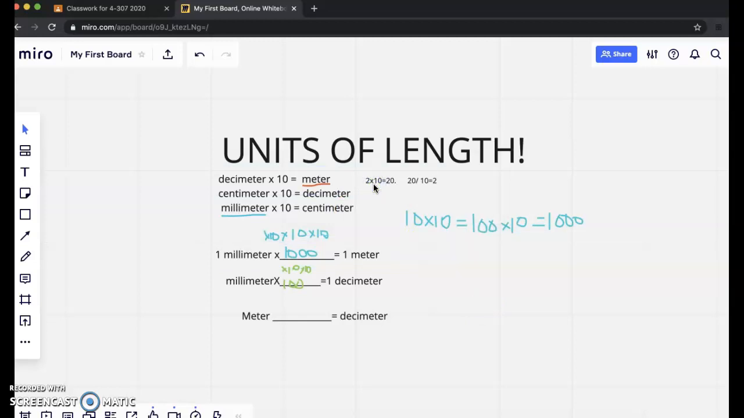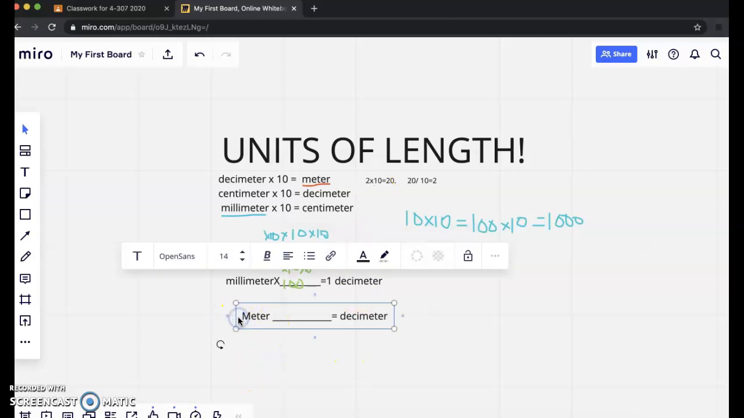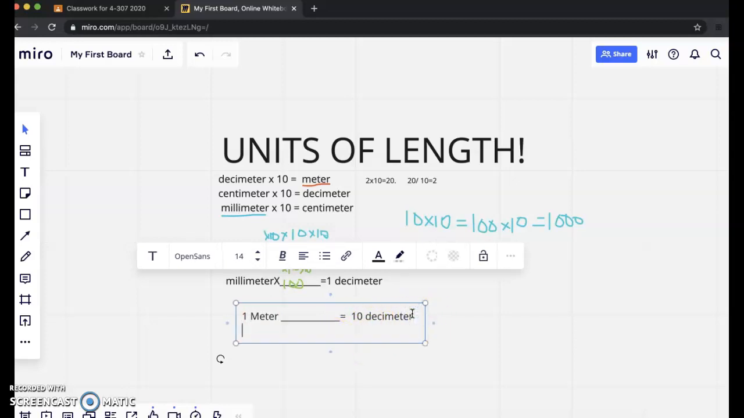Usually we do that with fractions. So if we know that 1 meter is equal to 10 decimeters, right? That means that we know that a decimeter is 1/10. So a fraction, 1 decimeter is 1/10 of a meter. Or it's 0.1 of a meter. All right?